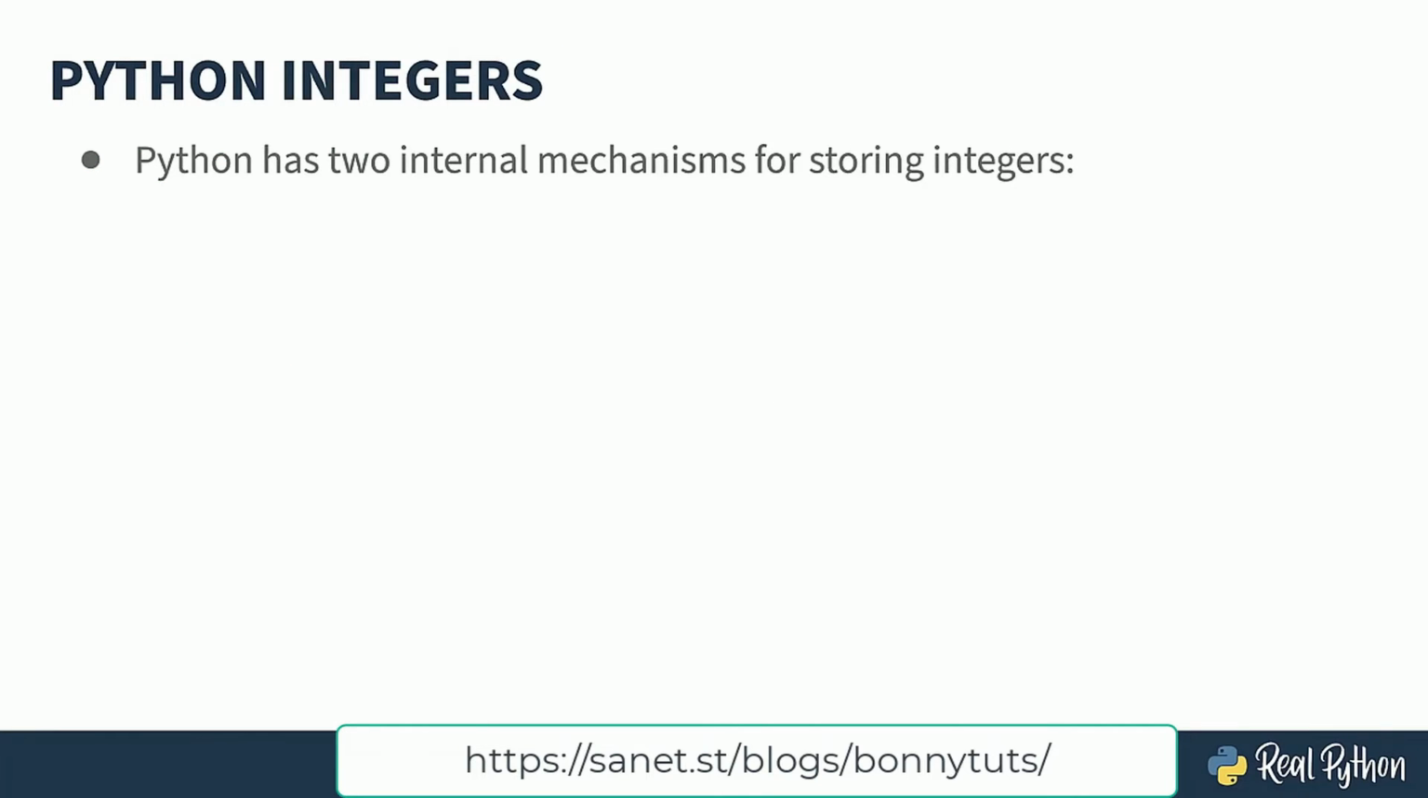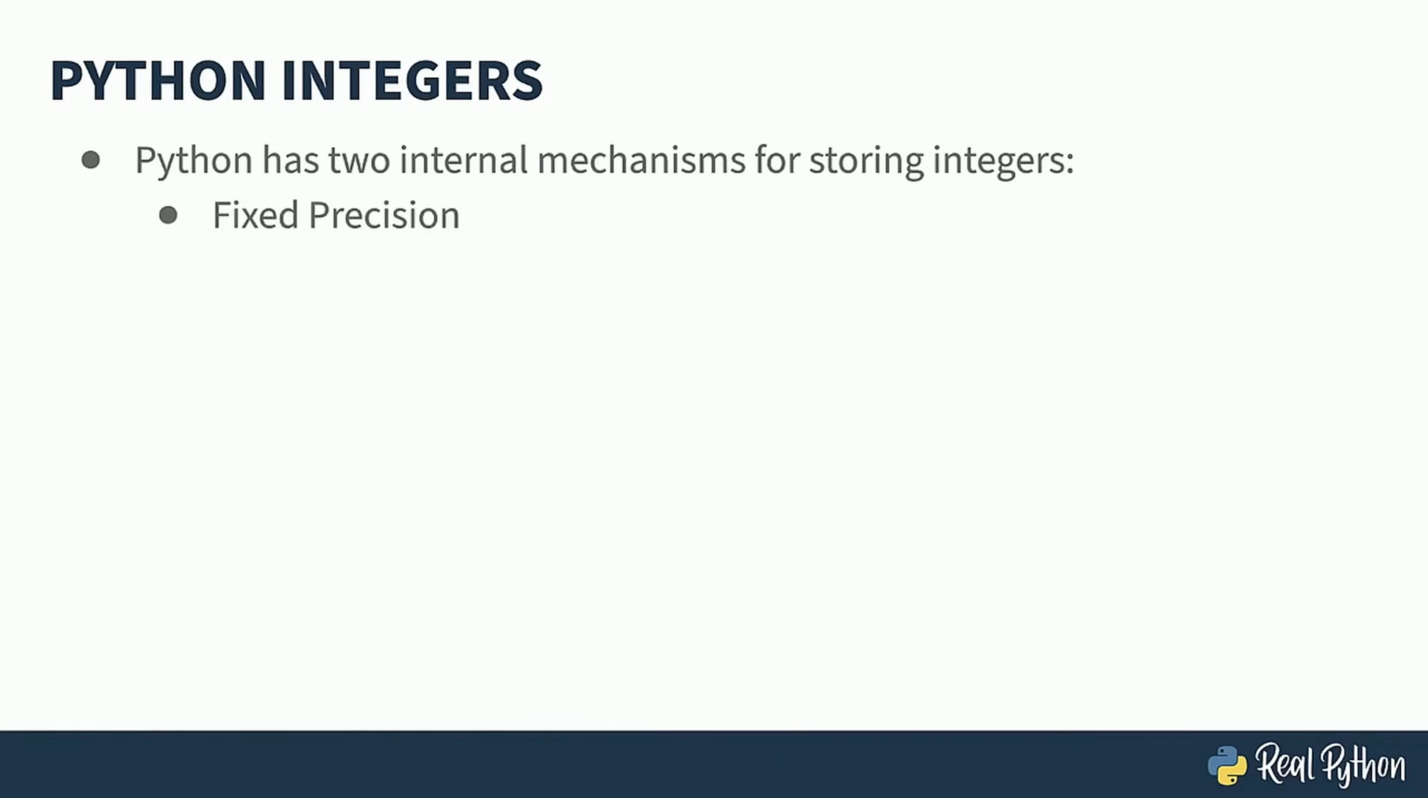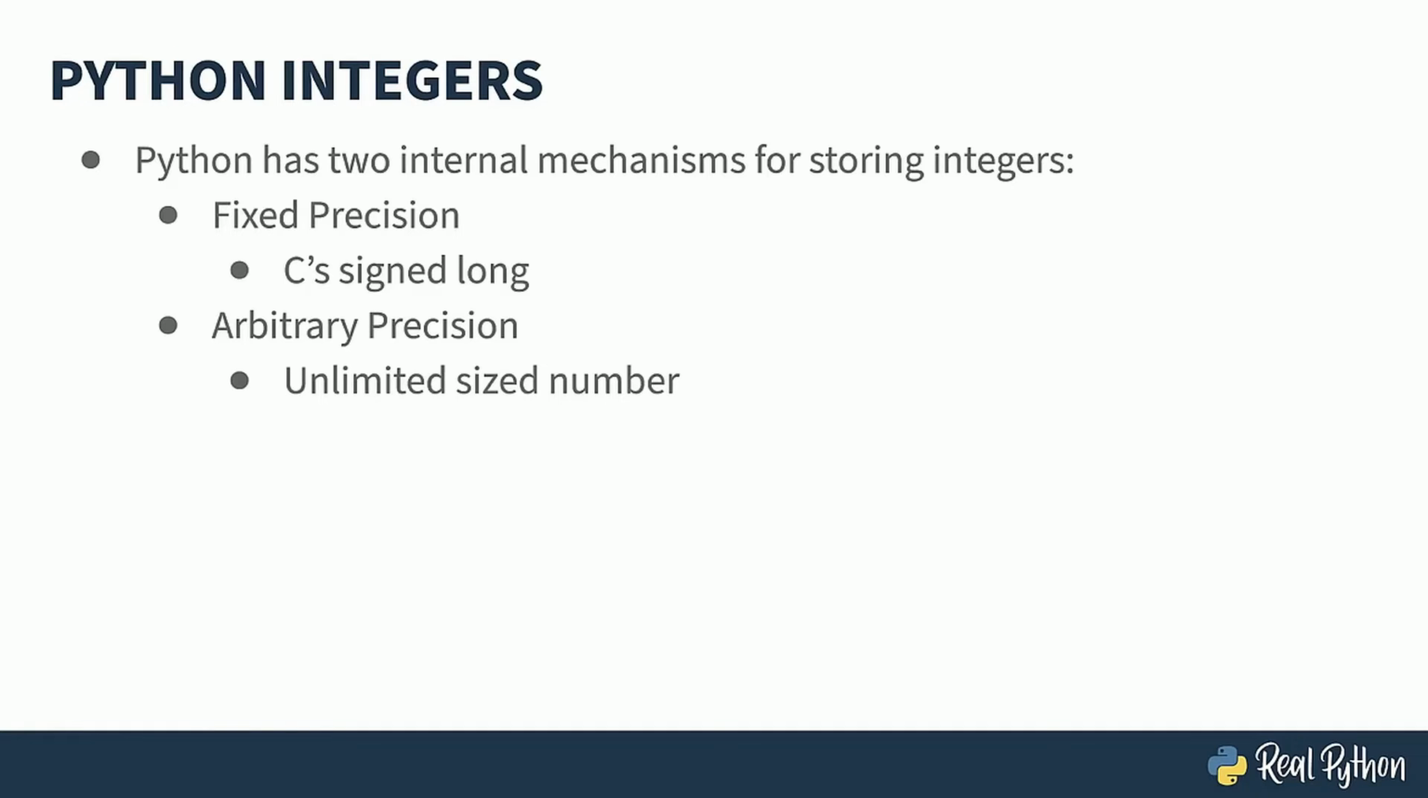Python has two different ways of storing integers and seamlessly switches between them. The first is fixed precision. This is based on the underlying C language's signed long. That's an 8-byte integer on most platforms. And the second is called arbitrary precision, which allows you to store numbers past the maximum specified by 8 bytes. In fact, arbitrary precision has no maximum value at all.